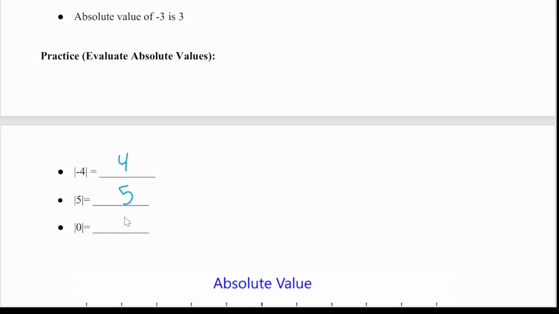The absolute value of 0 is simply 0 itself. 0 is no distance away from 0. 0 is already at 0. Don't have to move any further. 5 is 1, 2, 3, 4, 5 away from 0.